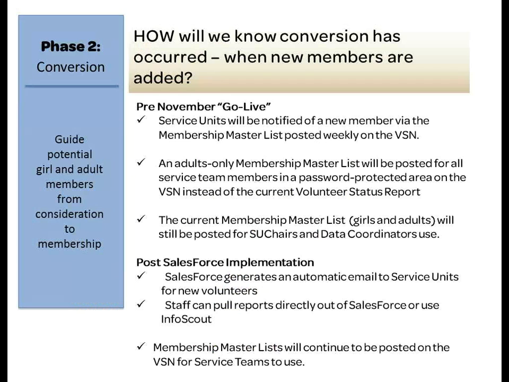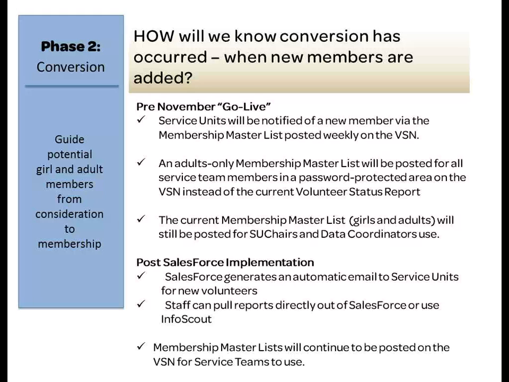So how will we know that conversion has occurred? How will we know when new members are added? Again, I think this was a question that many of you had posted on June the 13th. Before we go live, service units will be notified of new members via the membership master list that's posted on VSN. We'll also have an adults-only membership master list, and I told Kathy I'm not sure about the term adults-only, but we'll have a membership master list with just adults, for all service team members in a password-protected area on the VSN, so they'll continue to get that information. And the current membership master list will still be posted for service unit chairs and data coordinators.